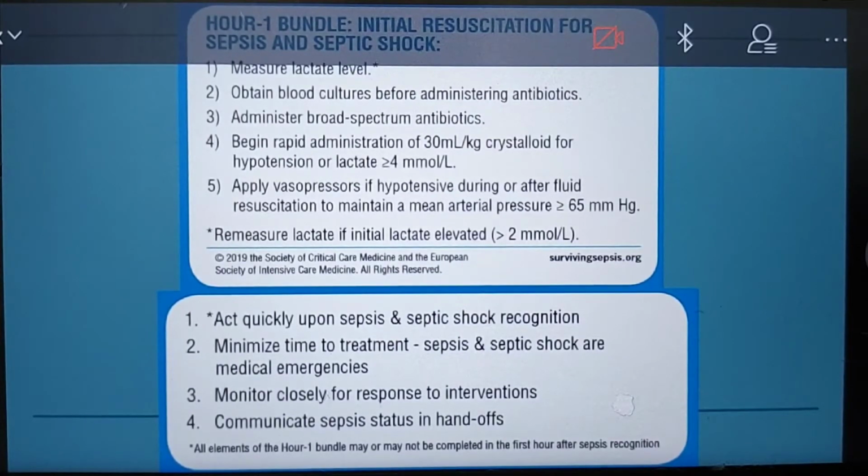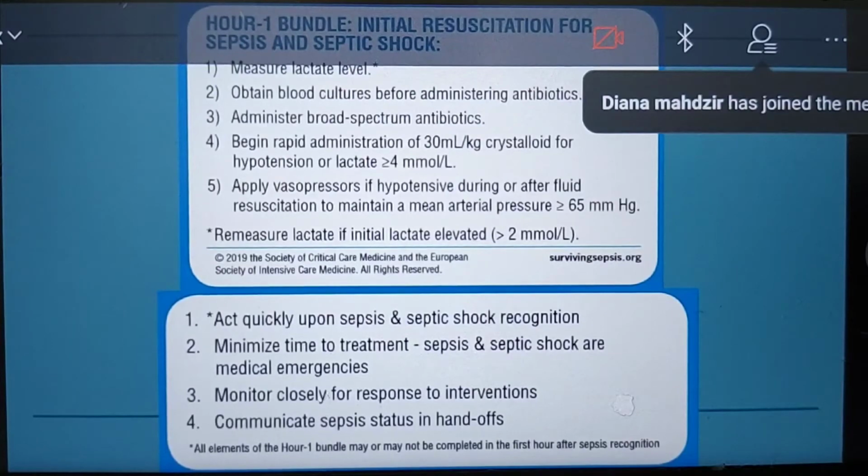So in sepsis, we need to act quickly upon sepsis and septic shock recognition, and we need to minimize time to treatment, as sepsis and septic shock are considered medical emergencies. Then we need to monitor closely for response to our intervention, then communicate sepsis status in handover.